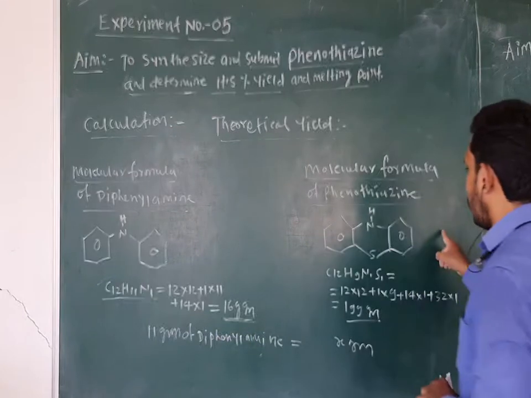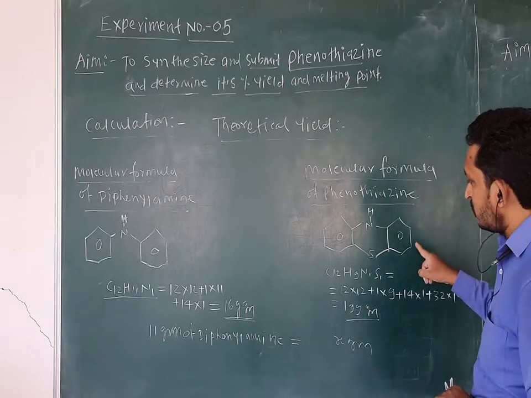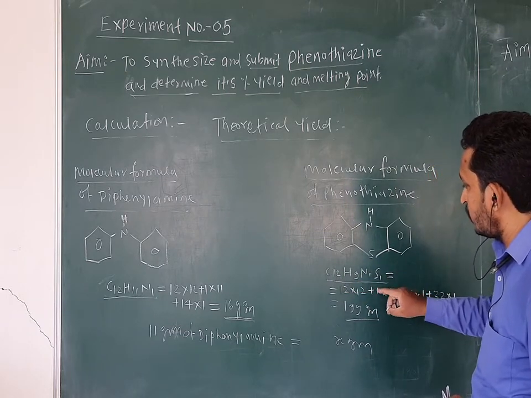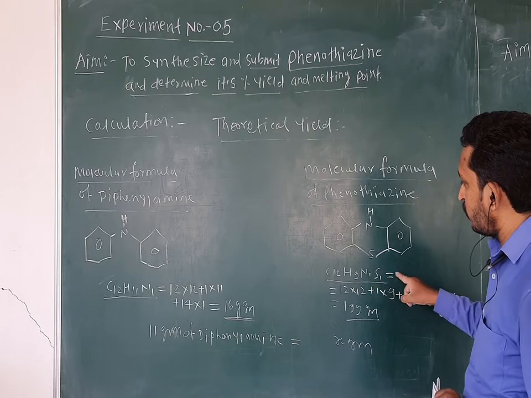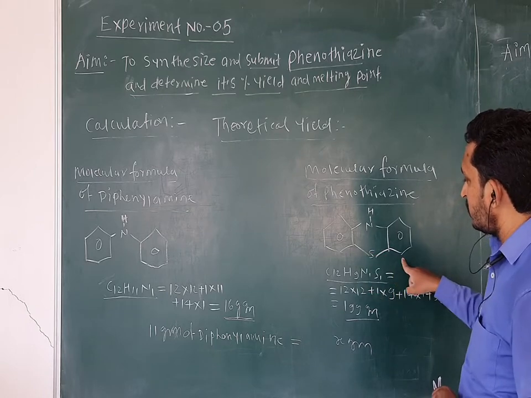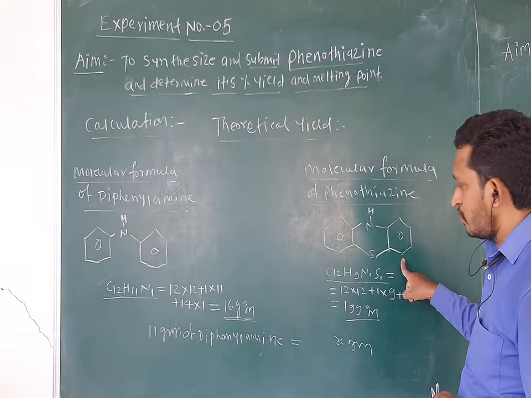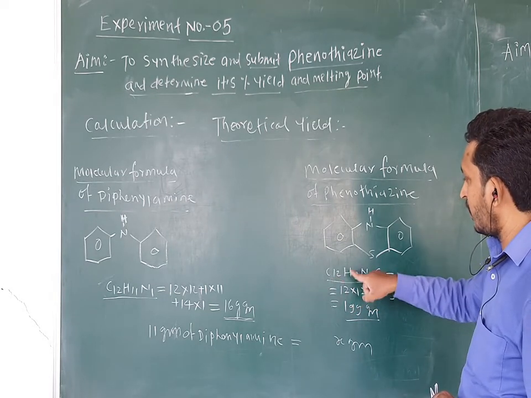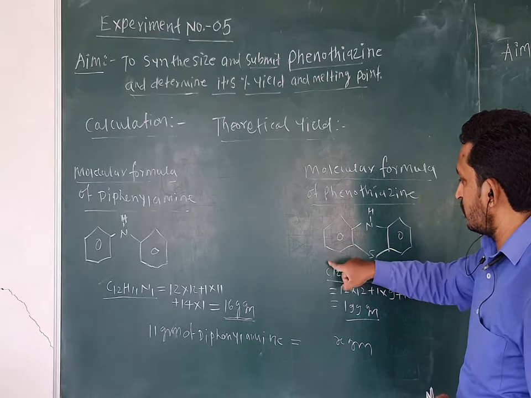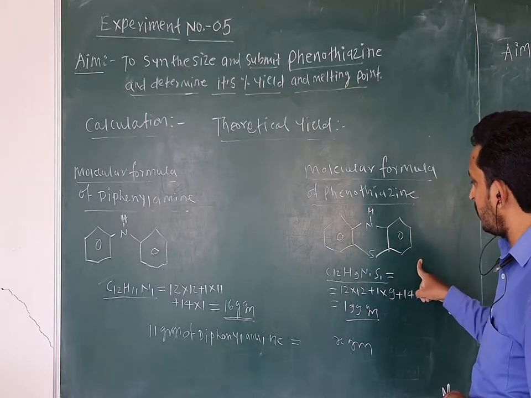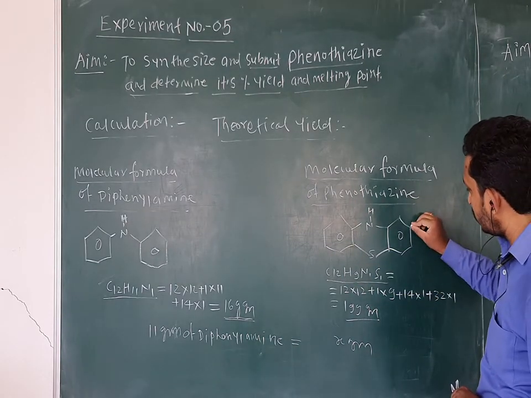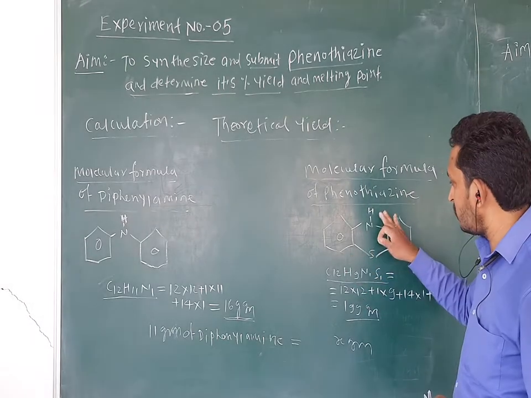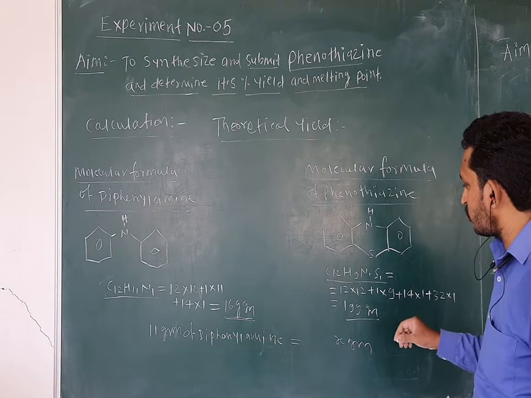You can see this is the structure of phenothiazine, and this is the molecular formula of phenothiazine, that is C12H9NS. Both rings contain 6 plus 6, so 12 carbon atoms, so C12, and 9 hydrogens. That means 4 from this ring and 4 from the other ring, so that is 1, 2, 3, 4. 4 from this ring, 4 from this ring, so it is 8, plus this nitrogen bears 1 hydrogen. So total 9 hydrogens, nitrogen 1, and sulfur 1.